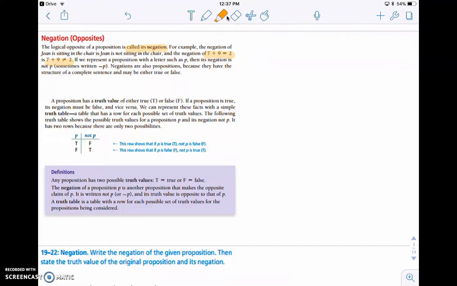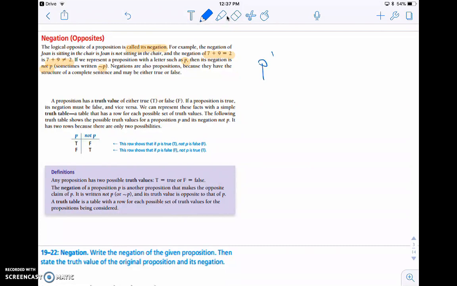When we start to look at these propositions, we may begin to label them as proposition P and Q. Those tend to be the most popular, but P is usually our first proposition. And so when we look at the letter P, then its negation would be not P. Sometimes it's written as this little swirly line P.